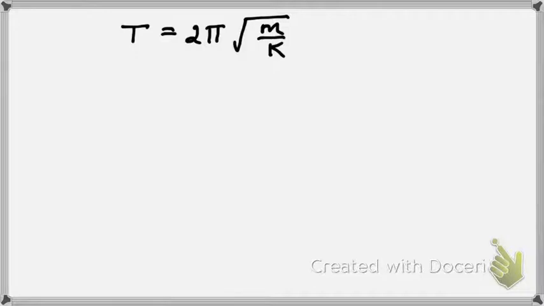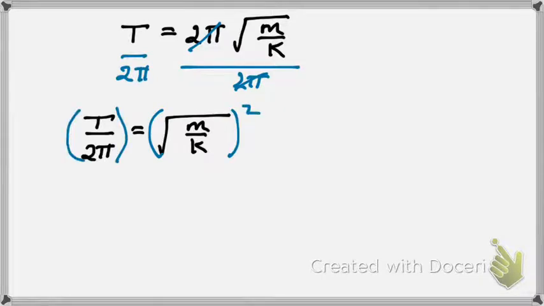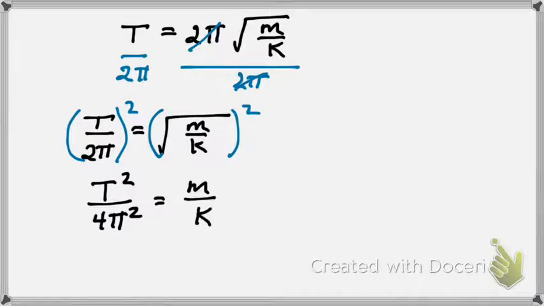So now I want to solve that for m. It's asking me to find the mass. So very similar to last time, this time I'm going to divide by 2 pi to get rid of the 2 pi, because that's what will make those cancel. So now I have T over 2 pi is equal to the square root of m over k. And just like last time, to get rid of a square root, you're going to want to square both sides. So now I'm going to end up with period squared over 4 pi squared equals m over k, because the square root and the square will cancel.